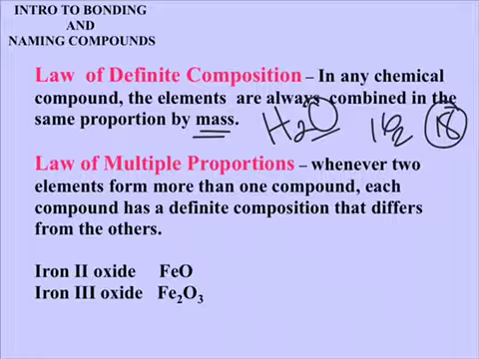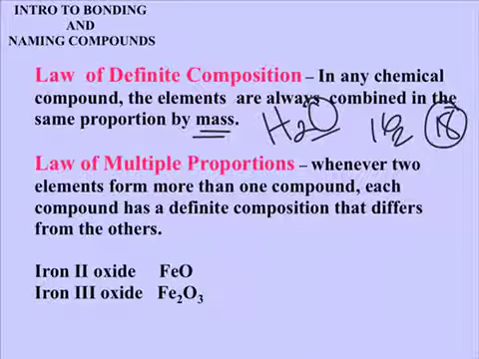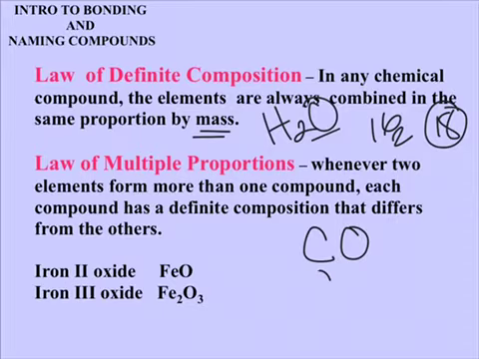What that's talking about is the fact that you can indeed have 2 elements that form more than one compound. Here they're talking about 2 forms of iron oxide. We call the first one iron Roman numeral 2 oxide, and the second one is iron Roman numeral 3 oxide. You'll learn later what those formulas mean. Another example of that would be we have carbon monoxide, we have carbon dioxide.